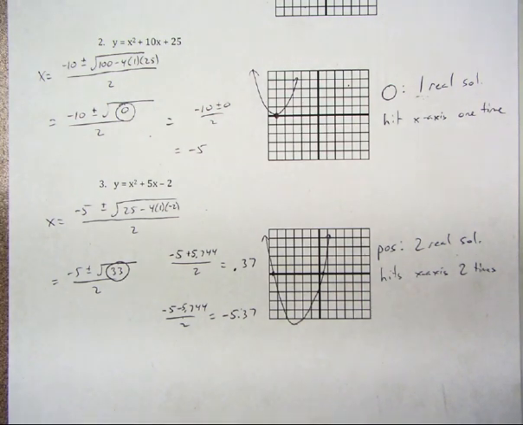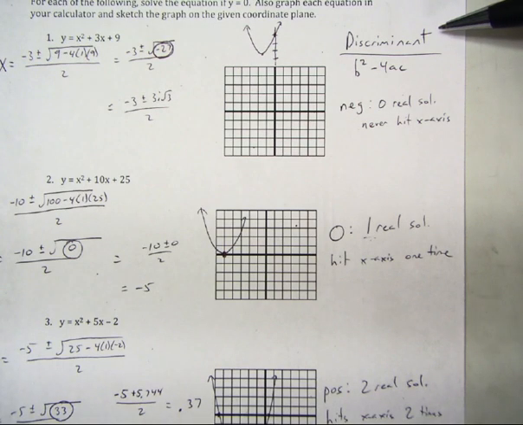So that's a big part of the lesson in connecting a graph with the solutions and discriminants. The discriminant never tells you what the answers are, but that number will tell you how many answers you're going to have and how many times your graph's going to hit the x-axis. That's kind of the big discussion here.